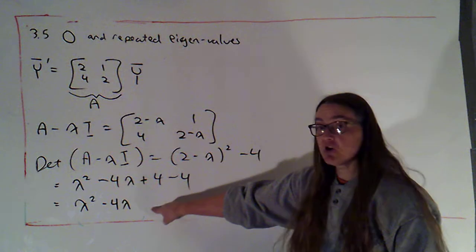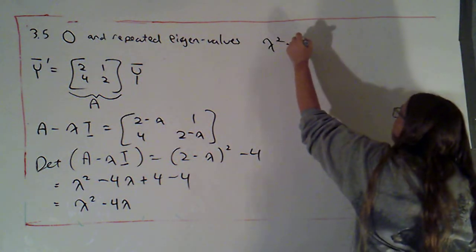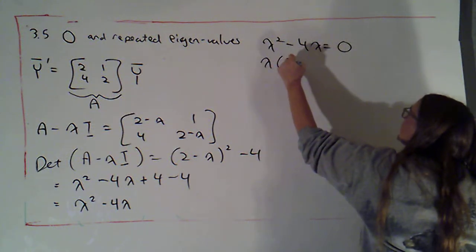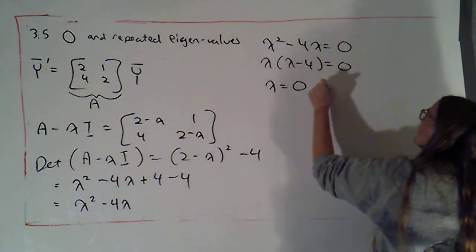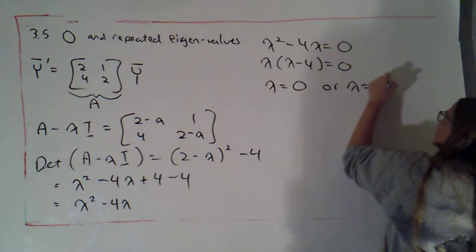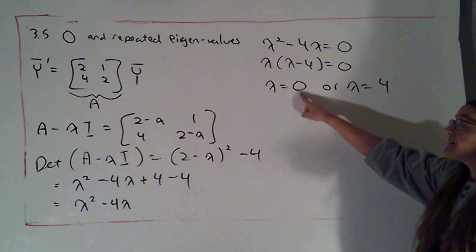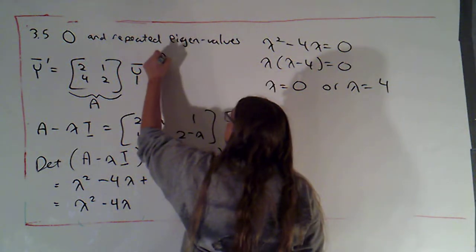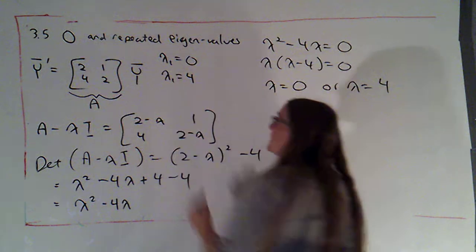Now that's just the determinant. My characteristic equation is when I set that equal to 0. Lambda squared minus 4 lambda equals 0. Well, that would mean lambda times (lambda minus 4) is equal to 0. So lambda is equal to 0, or lambda is equal to 4. So I have two eigenvalues, but we can see one of them is 0 and one of them is 4. Okay, so I'm just going to write down here lambda 1 is 0, lambda 1 is 4.